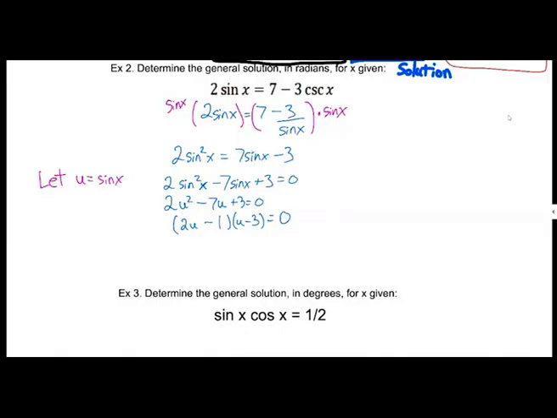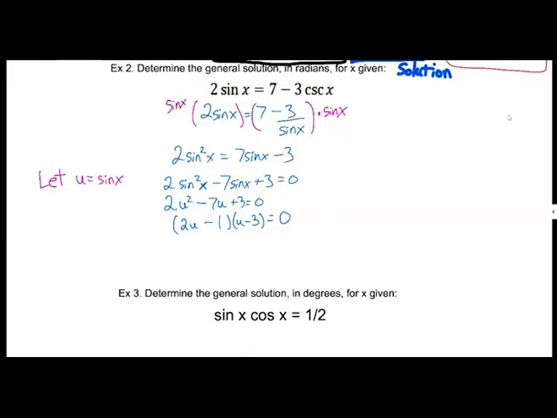I know that both signs in the binomials have to be the same because I have a positive sign in front of the 3. I know they have to both be negative because I have a negative sign in front of the 7. And then I just need those factors of 6 that add to -7, and that would be -6 and -1, which I get as my cross terms.